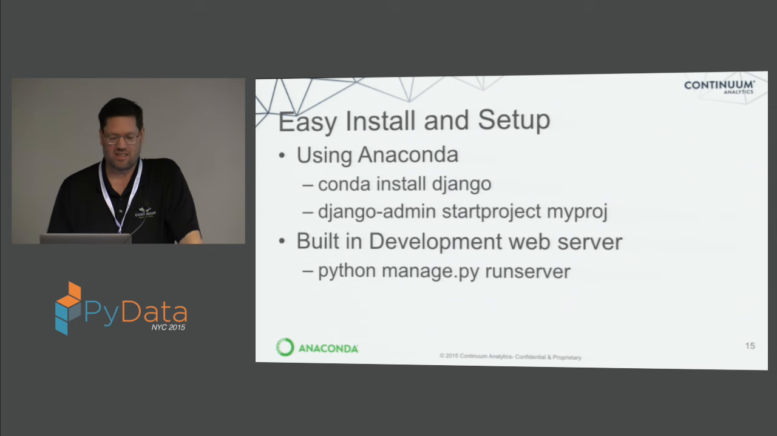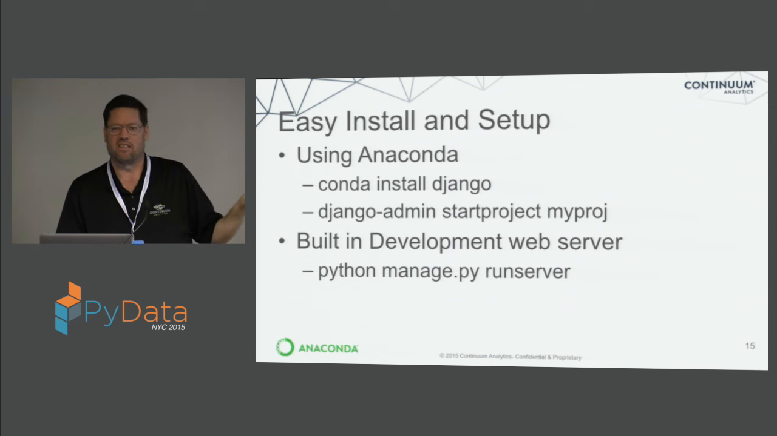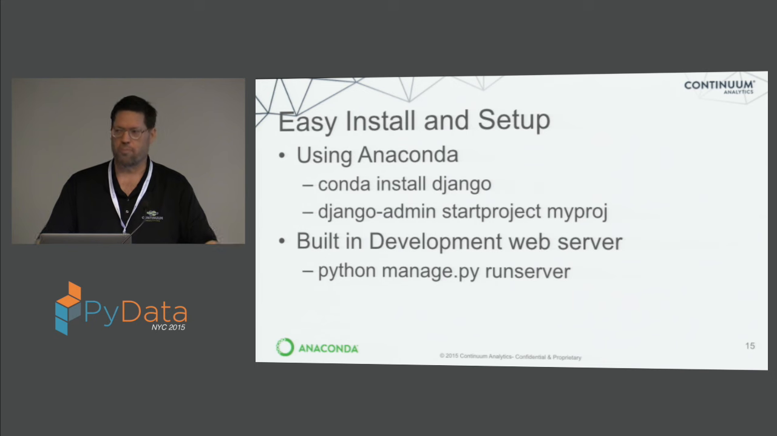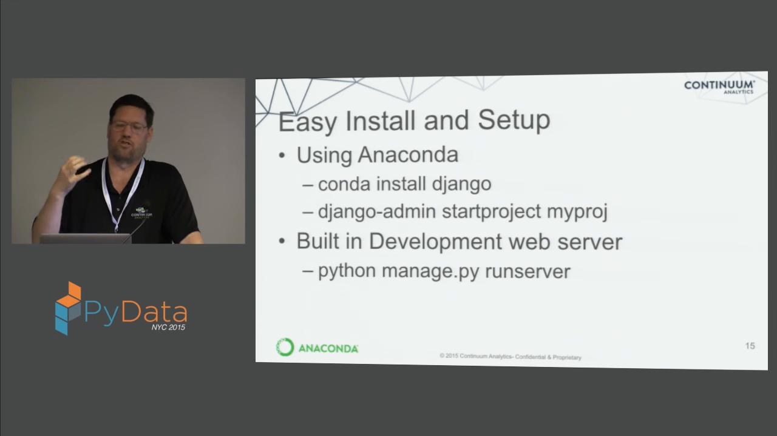Now, as far as easy install and setup, this honestly is how easy it is to get a Django project going. You just conda install Django. You can also pip install. Because it's all in pure Python, it's really quite easy to set up. And then you create a project, and it has a built-in development web server. Right there in the documentation, it says don't use this web server for any production. That is a good idea, but it makes it really easy for development purposes. And you just run the server, manage.py runserver.